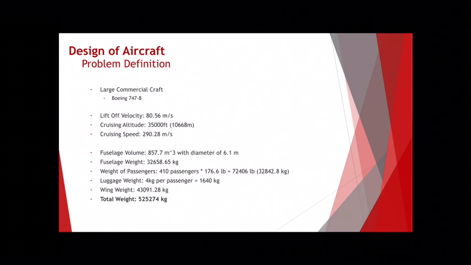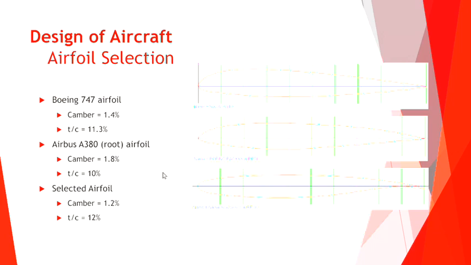Then finally, we researched the weight of the aircraft, accounting for the weight of the fuselage, the average weight of a person, the number of passengers a Boeing 747 can carry, the average weight of luggage per person, and the wing weight. The total weight of the aircraft for the design was determined to be 525,274 kilograms.